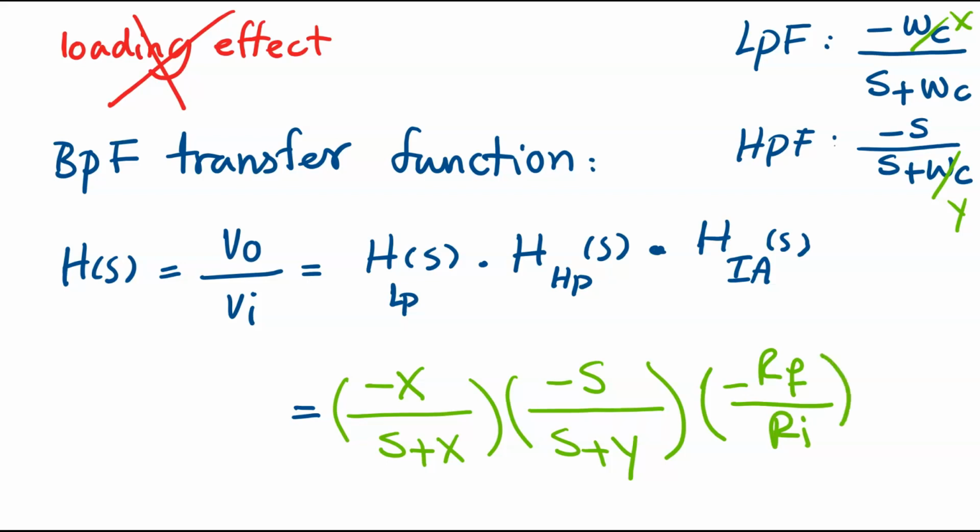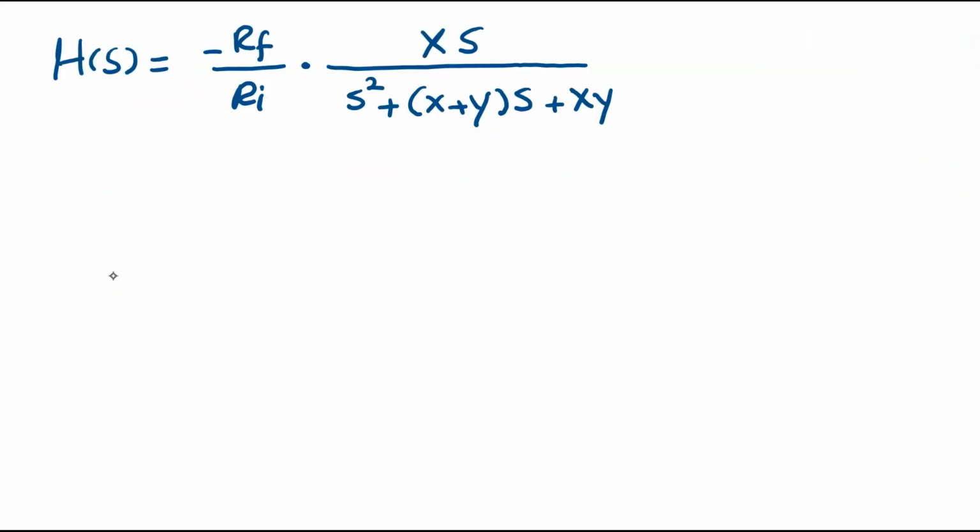Now let's multiply everything together and see what we are going to have for our transfer function. So this is going to be what we have for the transfer function of these cascaded circuits overall together.